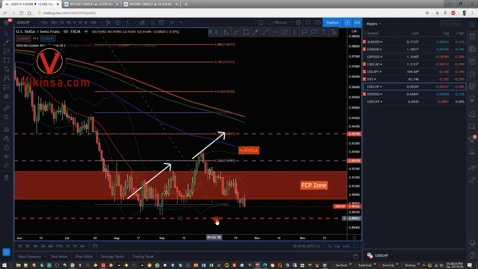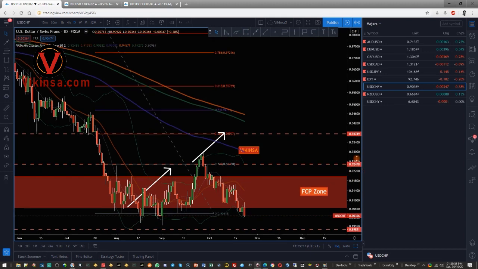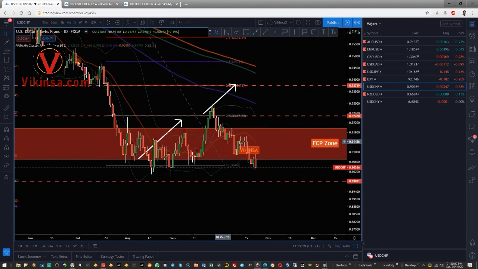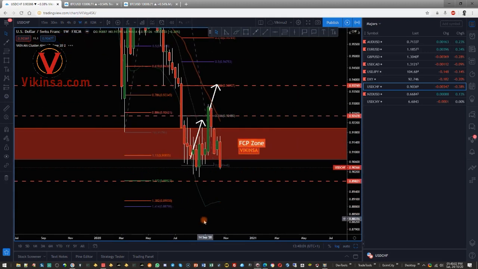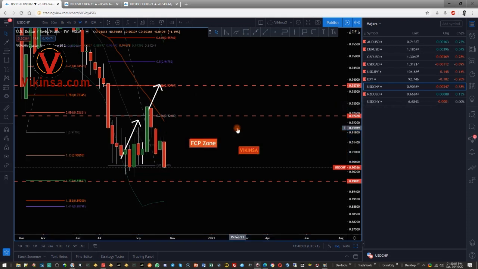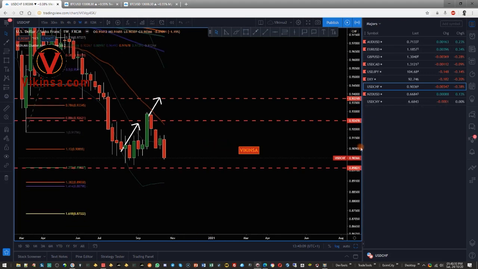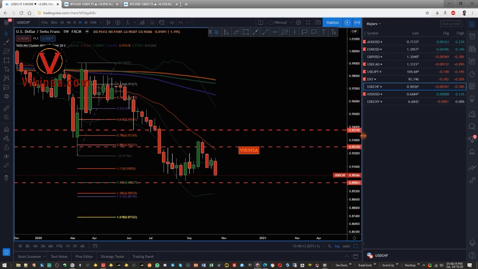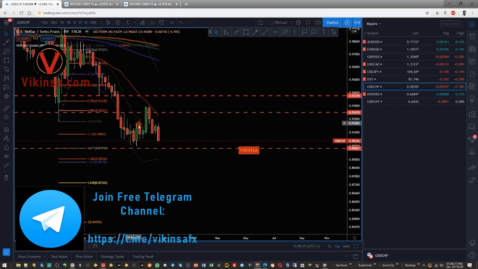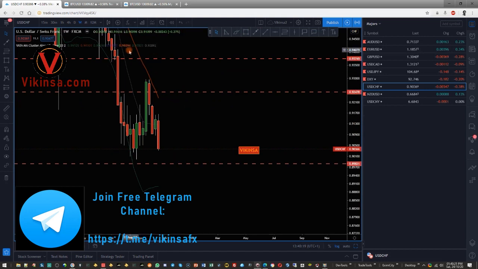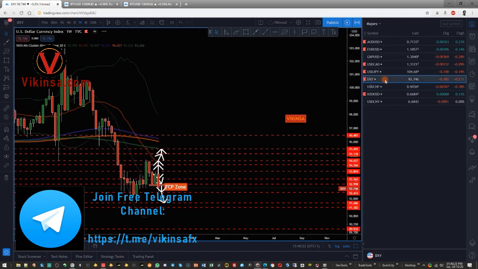Last week I mentioned that this FCP zone is still going to be a deciding one, because this was still inside this, and it was still very confusing in there. But if you just remove all of this and remove these, there is nearly no difference between what you see here, in terms of structure, and on DXY.